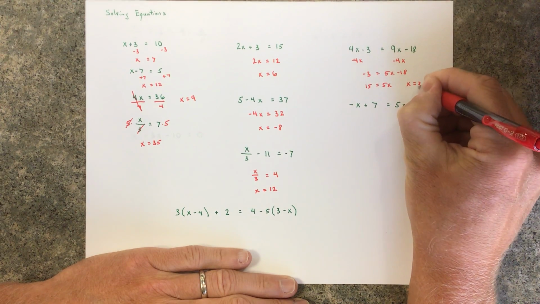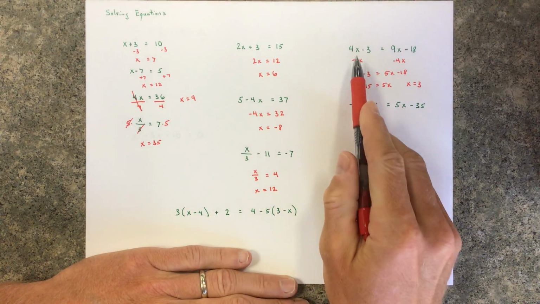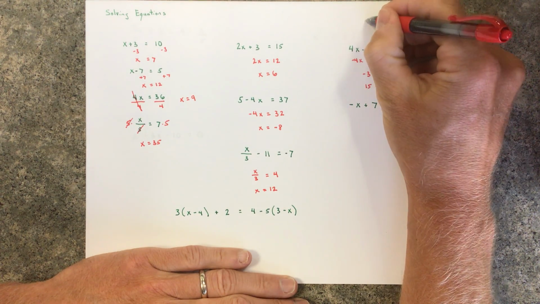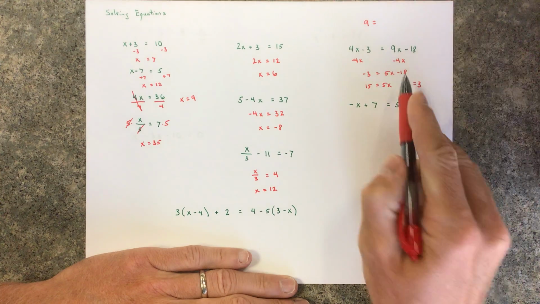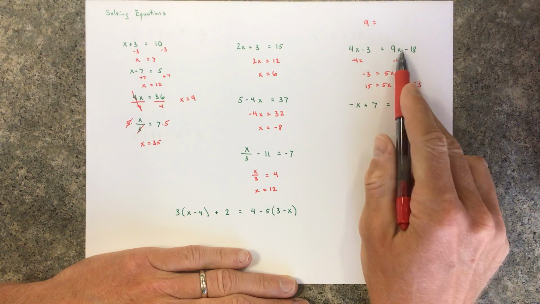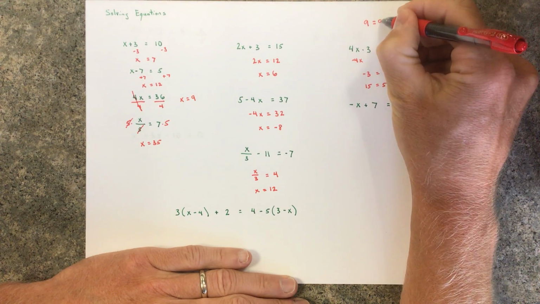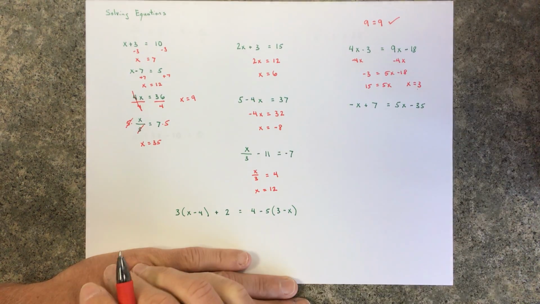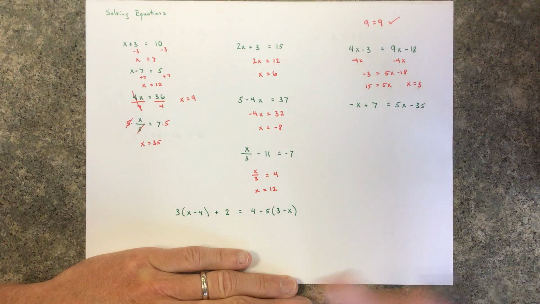And again, you can check your answer if you wanted to. If you check your answer, 4 times 3 is 12. 12 minus 3 is 9. So the left side of the equation is 9. And then 9 times 3 is 27. 27 minus 18 is 9. And so when you plug in your solution, you get a true statement, meaning your equation is balanced. That's what it means to be a solution.